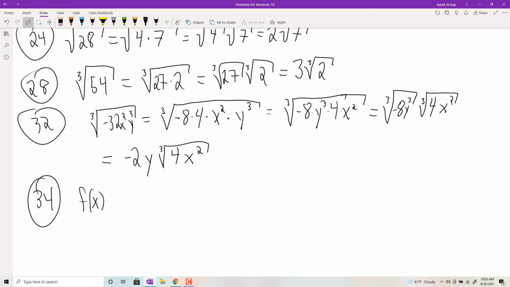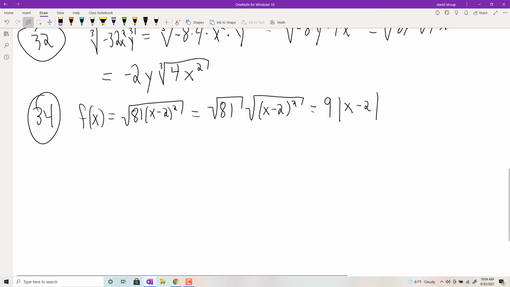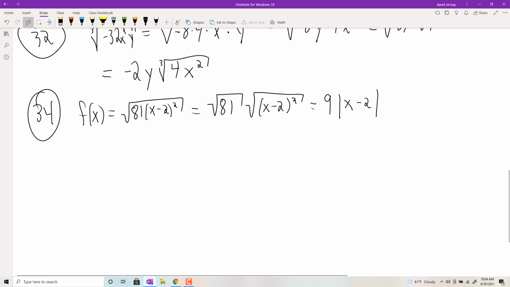Okay. Let's look at 34. This time they want you to simplify this function. The function is the square root of 81 times x minus 2 squared. All right, we can split it into 2 square roots and look at each one individually. Square root of 81, we all know that's just 9. The square root of x minus 2 squared, if they've not made any restrictions on the variables, you're going to have to include absolute values on that guy. So it's going to be absolute value x minus 2.